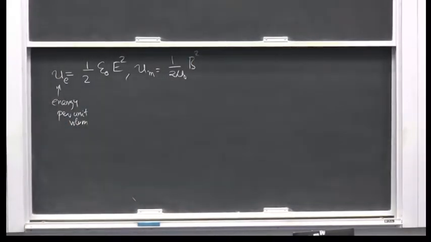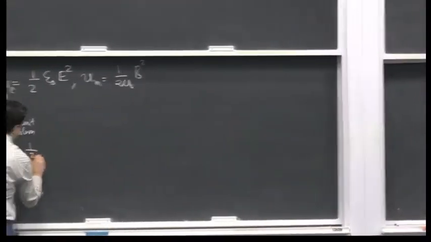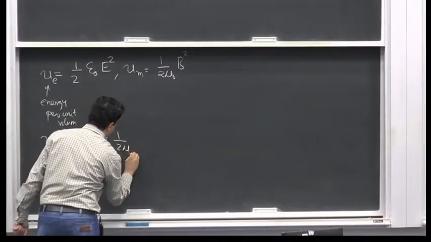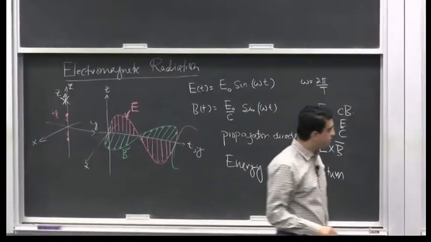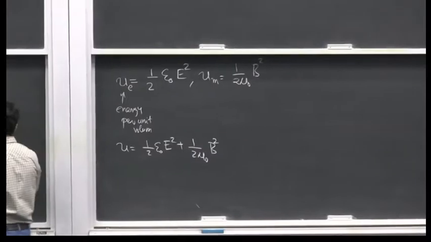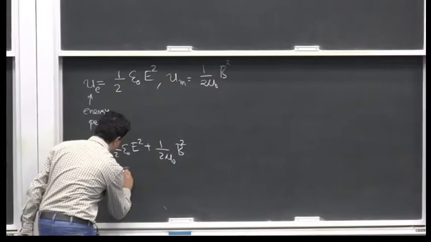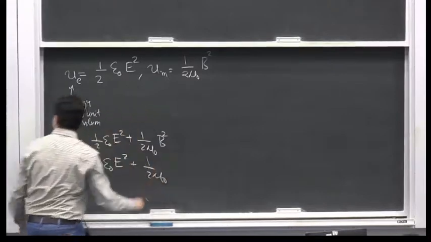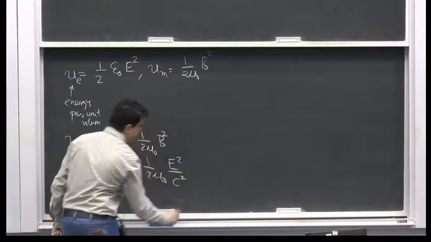So what's the total energy in such an electromagnetic wave which is present? Of course, it should be the sum of both. 1 over 2 epsilon naught E squared plus 1 over 2 mu naught B squared. That would be the total energy which this wave would be carrying with itself. But you also have a relation between B and E, which is this one. So if I replace it here, B is equal to E by c, so this would be equal to E squared by c squared.